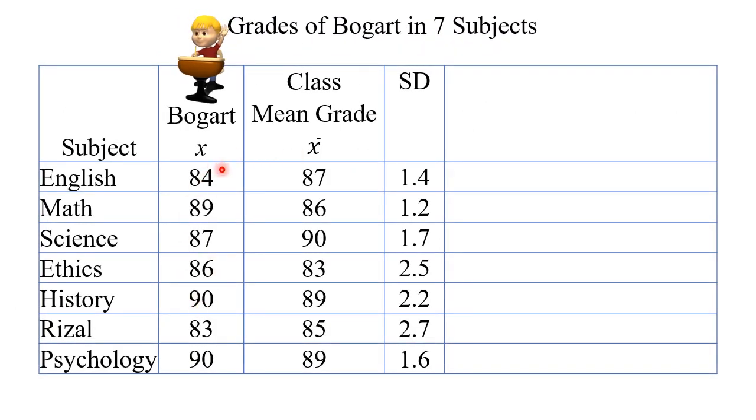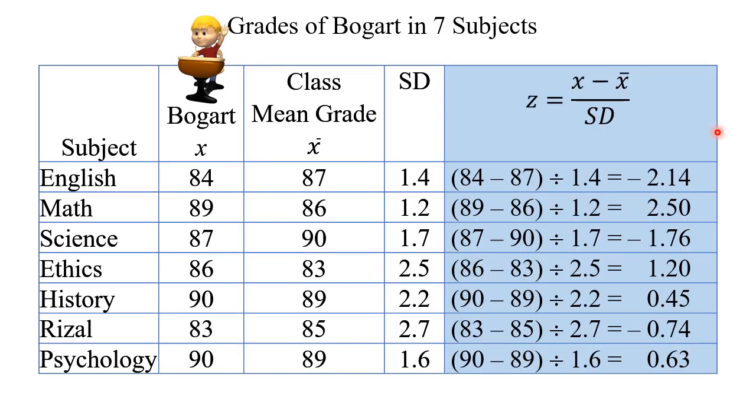Remember, these are now the grades of Bogart. This is the mean grade of the class with the standard deviations. So what we're going to do is to use the formula of your z: the individual grade of Bogart minus the mean grade, divided by the standard deviation, then round your answers to 2 decimal places. Here we already have negative 2.14, indicating, class, that Bogart's grade of 84 is 2.14 standard deviations lower than the mean grade. Thus, we have a negative result.